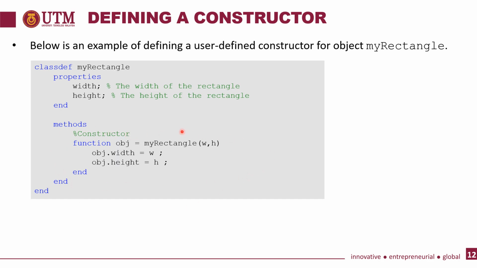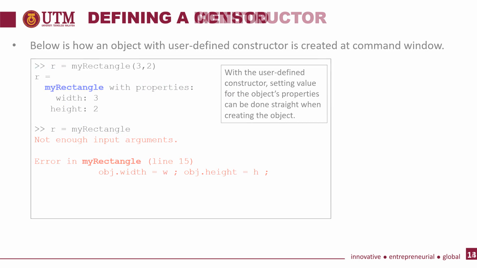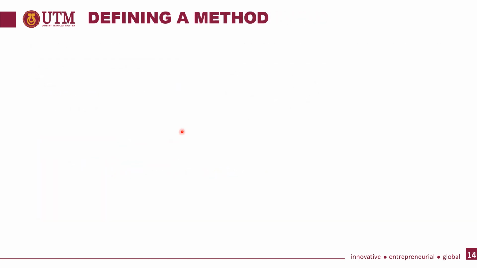Next is defining a method. Right now you already know how to define the properties of your class by putting them inside the properties part of your class, and how to define your property values by using a constructor. Now we will take a look at methods.